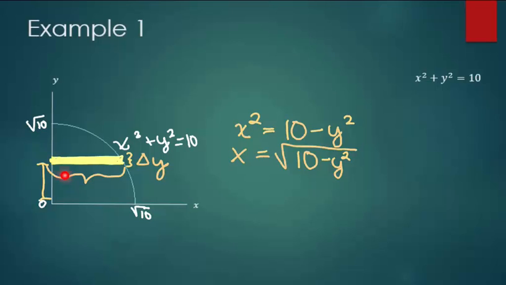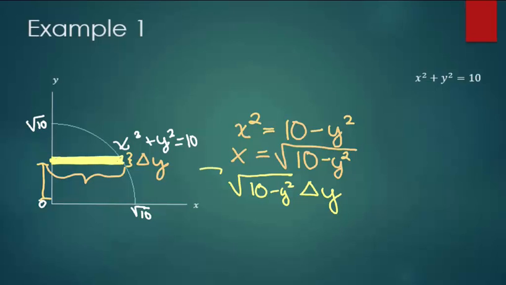Now that we have this particular length right here in terms of y, we're just going to find the area of this individual slice. The length, x, times delta y. So we have the square root of 10 minus y squared times delta y. And the Riemann sum that represents the area of this entire quarter circle is the sum of all of the rectangles that you will make using this method at all of the heights y.